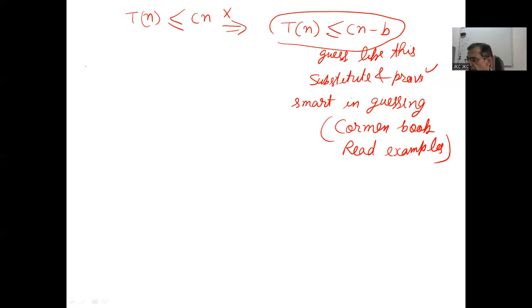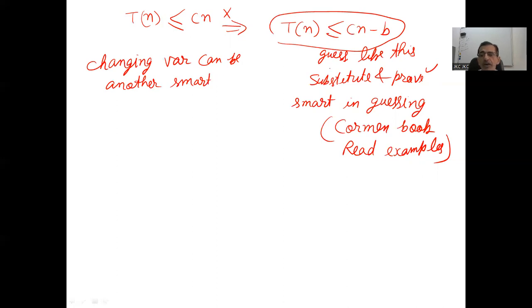Not only that, sometimes changing variables can solve the problem because we are not able to directly solve it. That can be one way. Another smart move. So you have to think out of the box also. That can be another smart method. For example, I am given Tn equal to, mathematically I am somehow able to find, 2T of square root of n plus log n.